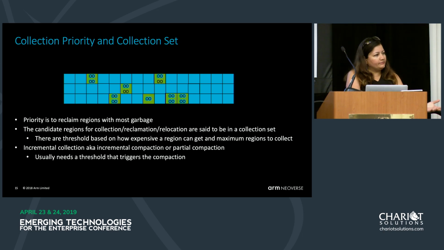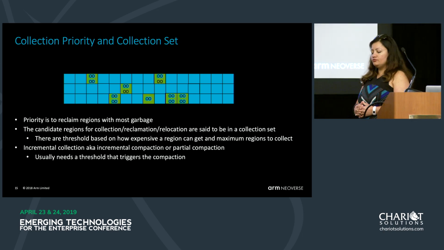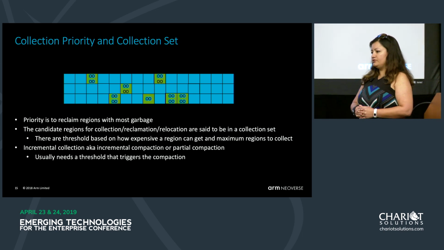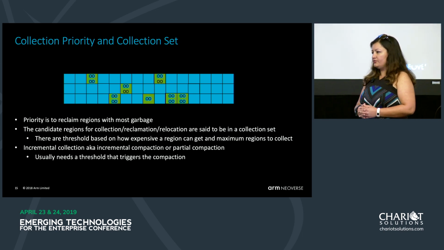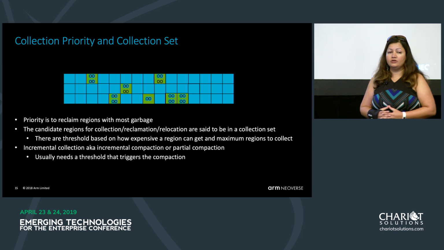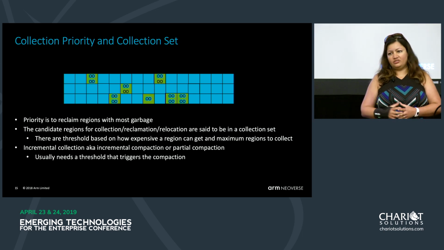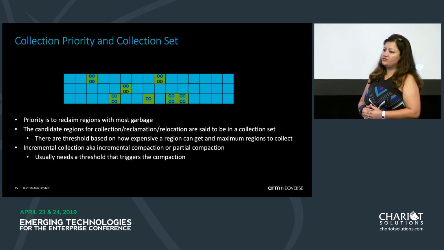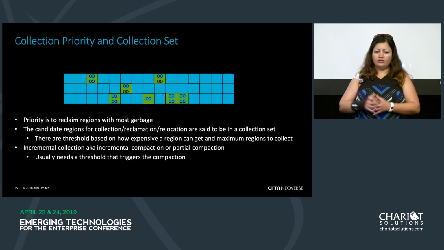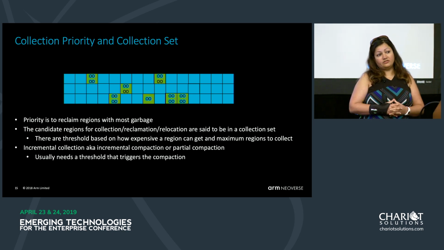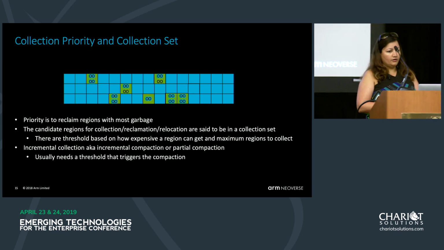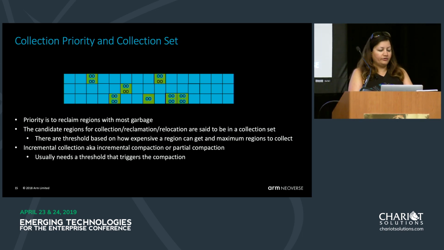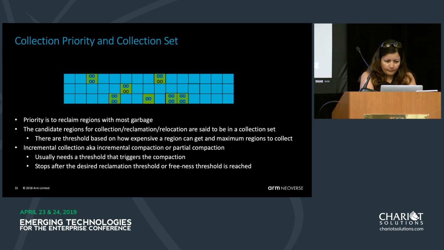Even for incremental compaction, because you're trying to achieve a target, all of the garbage collectors that I mentioned are trying to achieve some latency target. So based on the latency target, you will only choose so many regions for compaction. That's called the reclamation threshold, and reclamation stops after the desired threshold is reached.